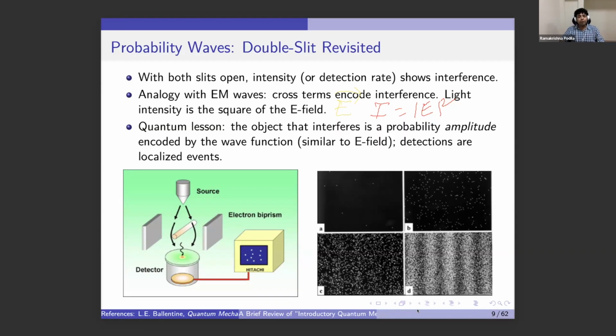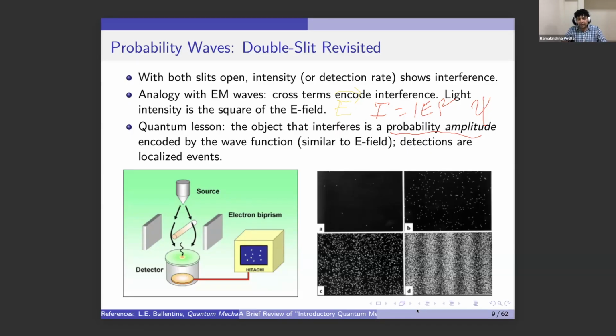So there is some sort of electric field-like wave function. Of course, the electric field is something very physical, but the wave function is a mathematical tool that is interfering, just like how the electric field interferes in the case of electromagnetic waves. So the quantum lesson is that the object that interferes is the probability amplitude. That is the wave function psi, which we are going to talk about in more detail. This is encoded by that wave function.